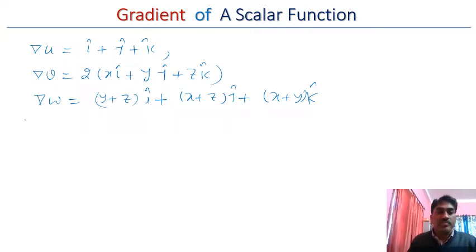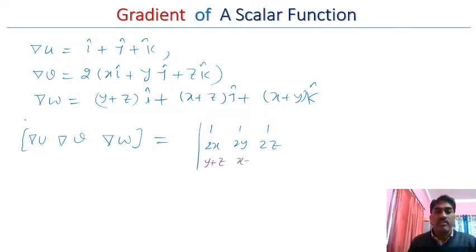So these are the gradients, and to show that these gradients are coplanar, we must find the scalar triple product of del u, del v, and del w. This is shown by the determinant of the components of these vectors. So the components of u are 1, 1 and 1, the components of v are 2x, 2y, 2z, and the components of w are y plus z, x plus z, and x plus y. So you can open the determinant and this will become 0, and therefore we infer that del u, del v, del w are coplanar.